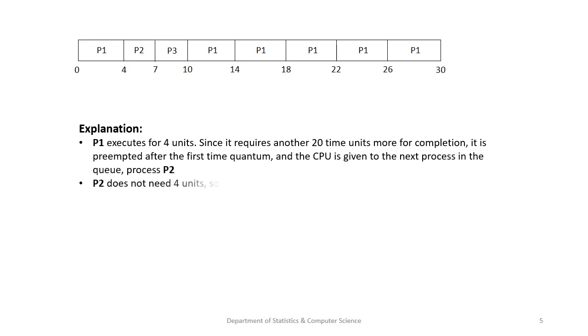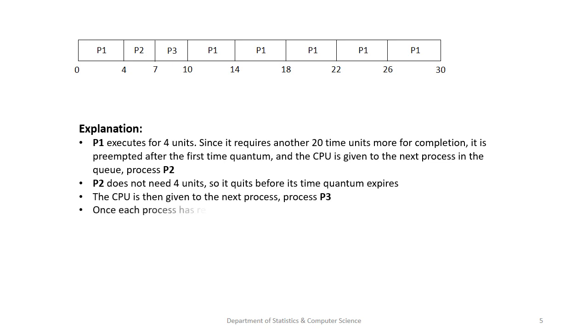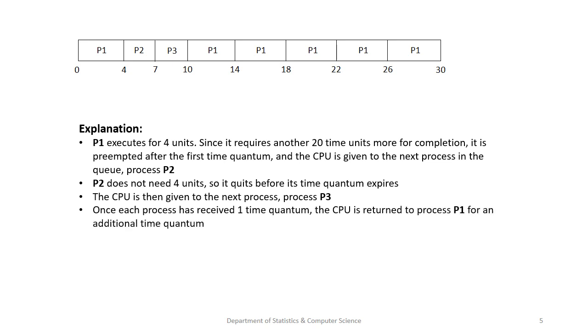Process P2 does not need 4 milliseconds, so it quits before its time quantum expires. The CPU is then given to the next process, which is process P3. Once each process has received one time quantum, the CPU is returned to process P1 for an additional time quantum. The resulting round-robin schedule is as follows.